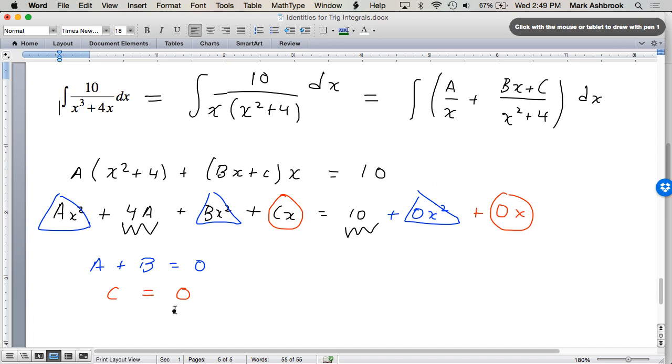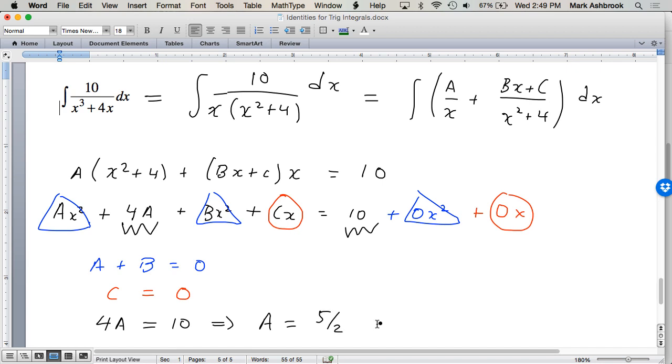That's helpful. And then 4a equals 10. Therefore, this is really easy, right? A is 5 halves. B is negative 5 halves. C is 0. So you put them in. You're going to have 5 halves over x plus negative 5 halves x over x squared plus 4.